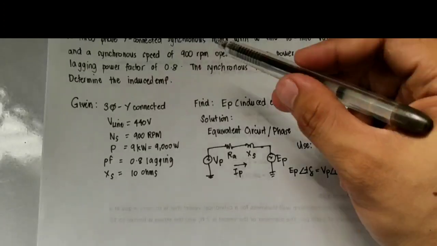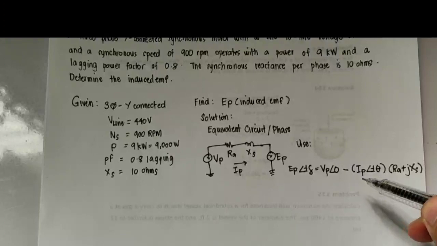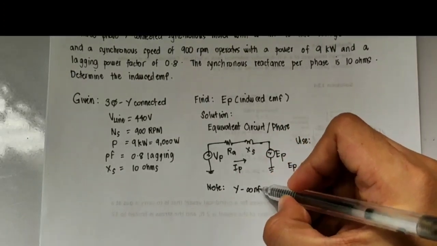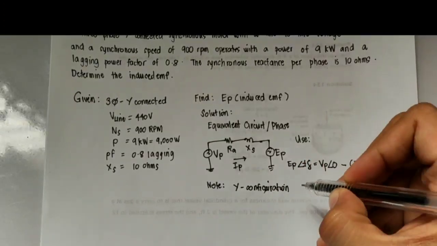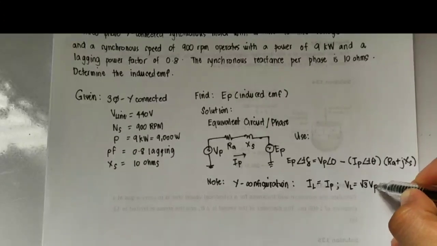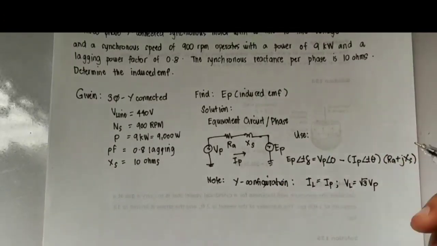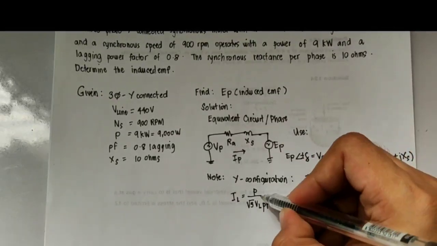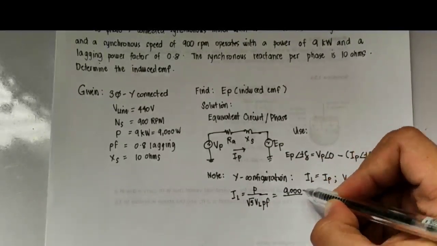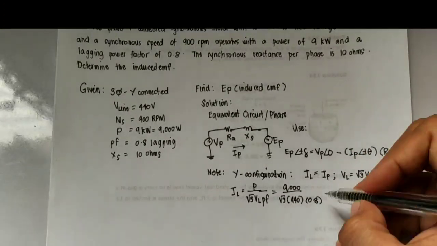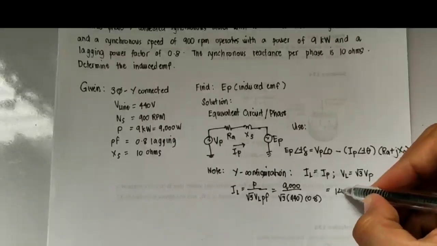As you can see, in the problem, armature resistance is neglected. Take note, in Y configuration, IL is equal to IP, and V line is square root of 3 V phase. Now, let's solve. To find the I phase, we have IL equals the power over square root of 3 VL times the power factor. So let's provide all the values: square root of 3, 440 volts, times 0.8. Now, I line becomes 14.76 amperes, which is also your I phase.